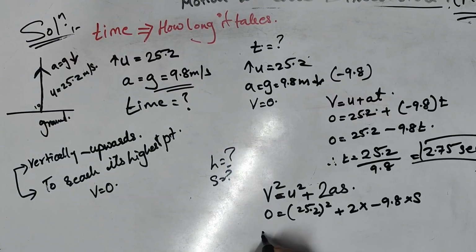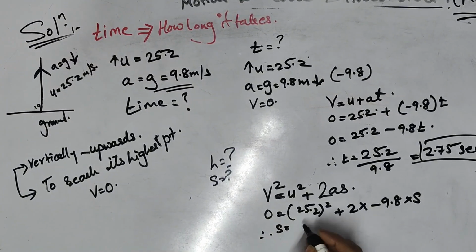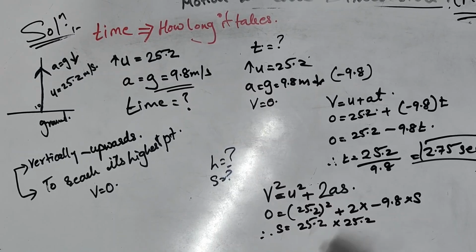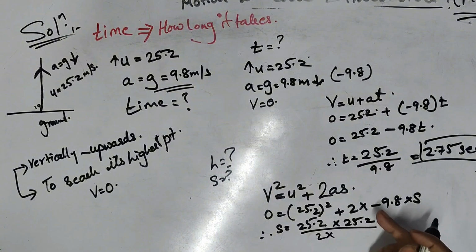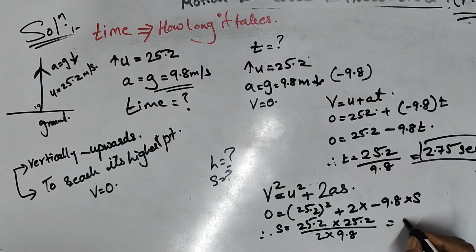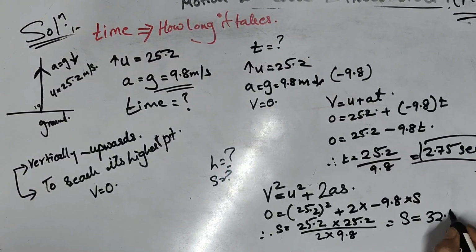Okay, therefore s is equal to 25.2 into 25.2, sorry I'm making a mistake. See the square, so we are taking it 2 times. Okay, the whole upon 2 into, because when it comes down it becomes positive, so 9.8. Okay, and we have taken s here. Therefore on calculating all these things we get the answer s is equal to 32.4 meter.